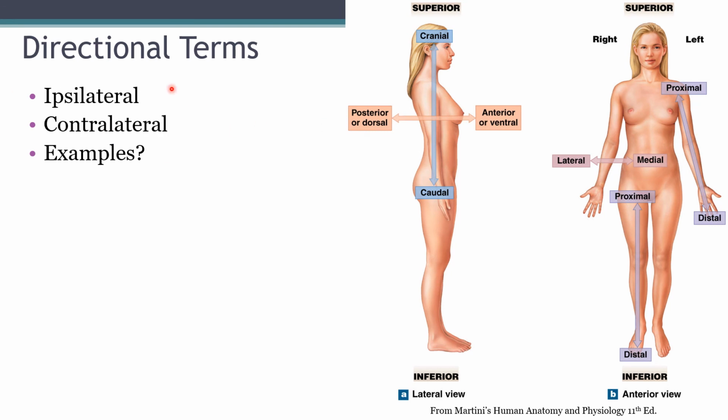The last set of directional terms are ipsilateral and contralateral. These basically refer to structures that are either on the same side or opposite sides of the body. Contralateral means structures that are on opposite sides of the body. The example I gave you is the right knee and the left knee. The right knee is contralateral to the left knee because they're on opposite sides of the body. Ipsilateral means structures that are on the same side of the body. The example I gave you is the right knee and the right ankle. The right knee is ipsilateral to the right ankle because they're on the same side of the body.